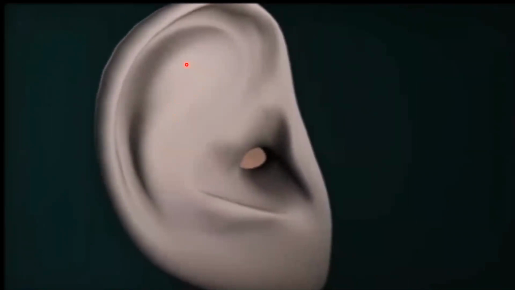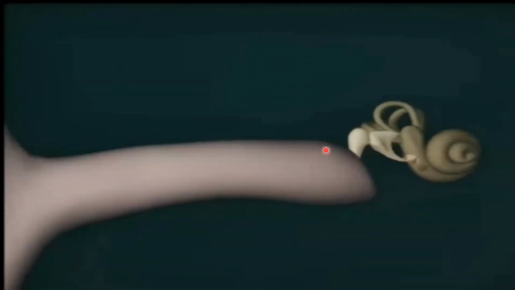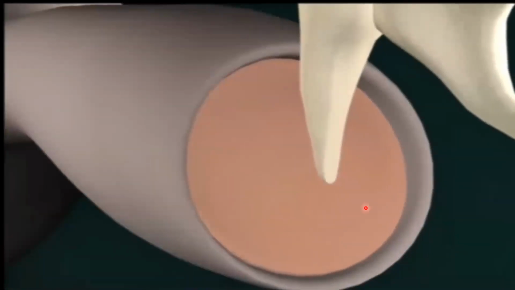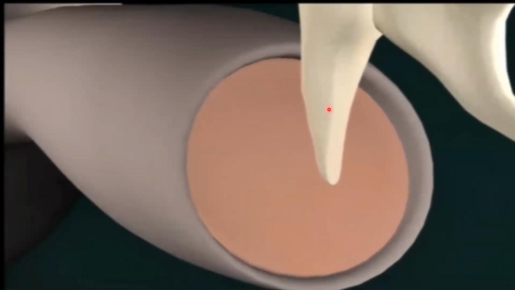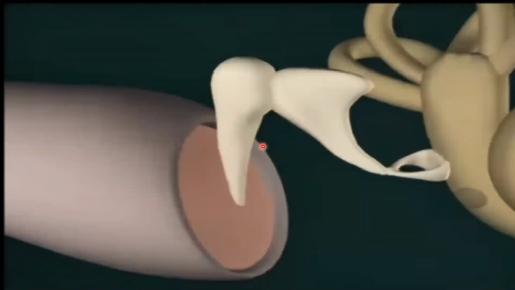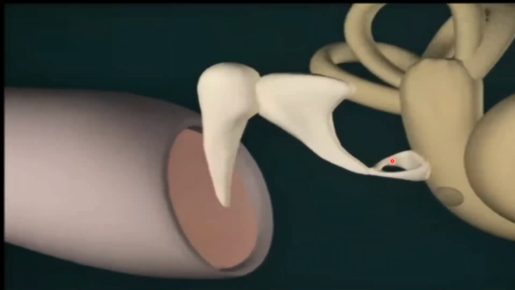The outer ear consists of the pinna, made up of cartilage. This is the auditory canal, and this is a membranous structure called the eardrum. The eardrum is attached with three ear ossicles, the middle ear ossicles: malleus, incus, and stapes.